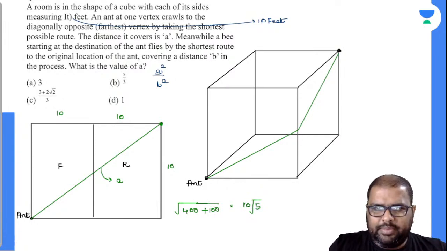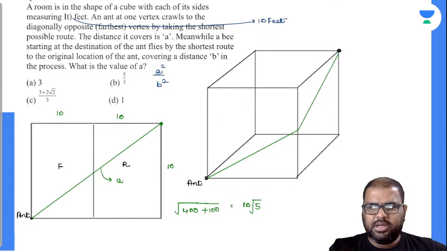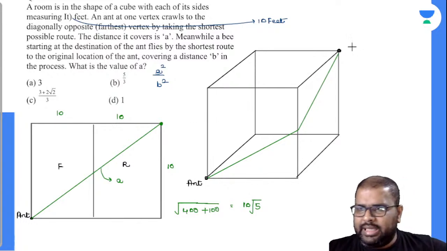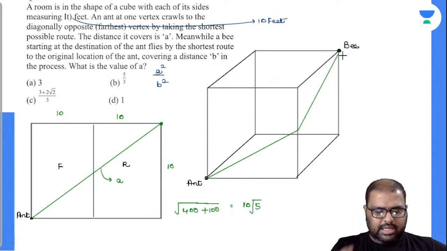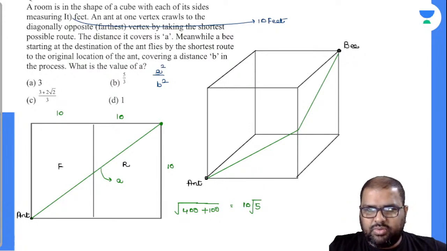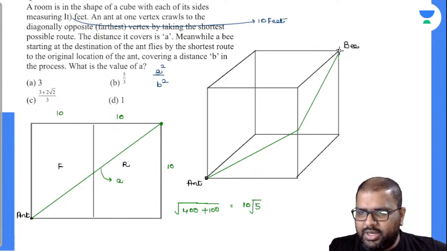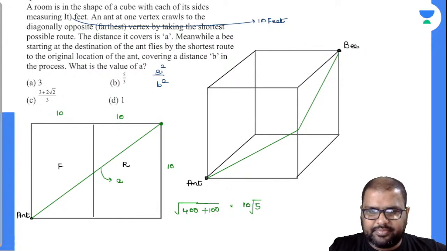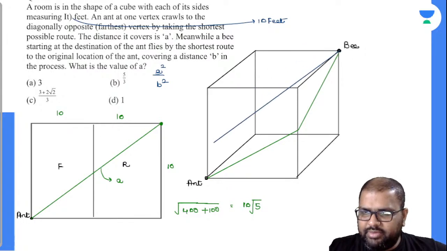And one more point. Now here B is there. Now B will be coming to the ant's position. Now see, there is no need of crawling for B. B can fly. So what B will be doing is from here to here directly it will fly. From here to here it will be flying. Now this is called your B value.